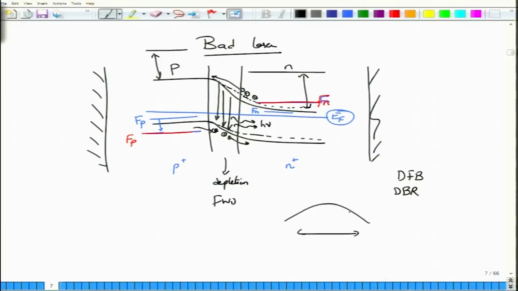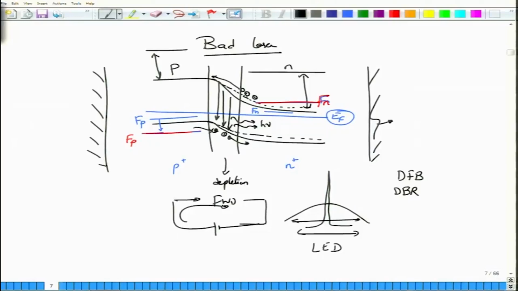In fact, if you do not put in these mirrors, then you essentially operate in what is called the LED mode of operation, where the line width is quite wide. But when you put in a feedback structure, then it is possible to obtain high gain over a narrow spectral range, and that is what the DFB laser would do. Where is the pumping here? Of course, the pumping is the forward bias voltage and the current supply that you have given. So, the current will move in this direction and inject electrons from N to P, and holes from P to N, where they recombine and then give you the lasing output. But why do I call it a bad laser?